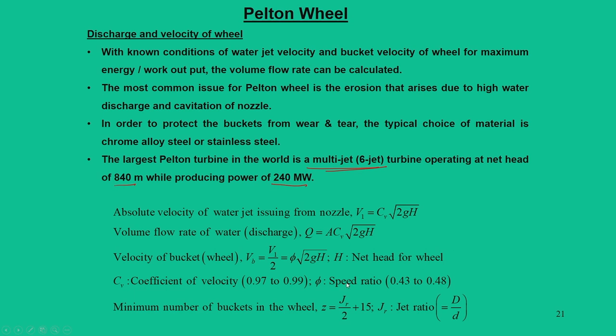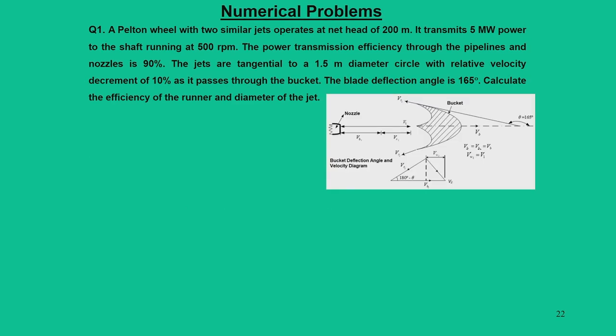So, these are some of the design features or characteristics: how many buckets you require for a given wheel and how many jets we can have. These are some realistic numbers that are normally used in hydro power plants. So, this concludes the theory, but before we leave this lecture, let us try to understand a numerical problem based on this Pelton wheel.